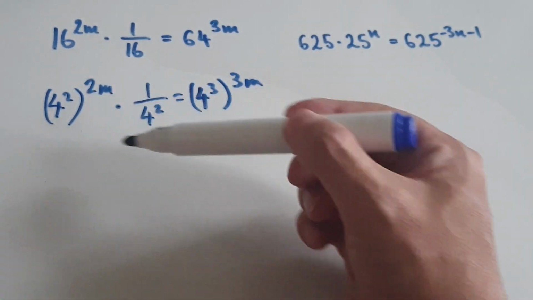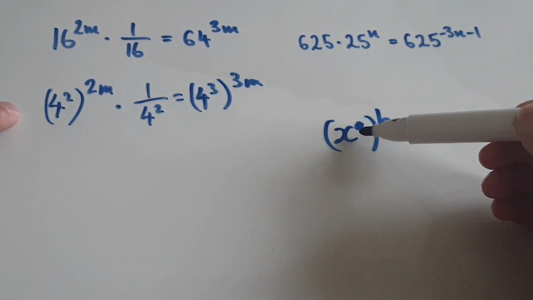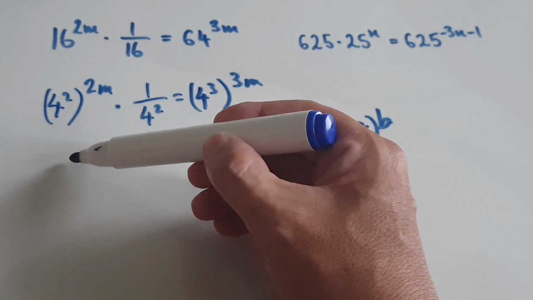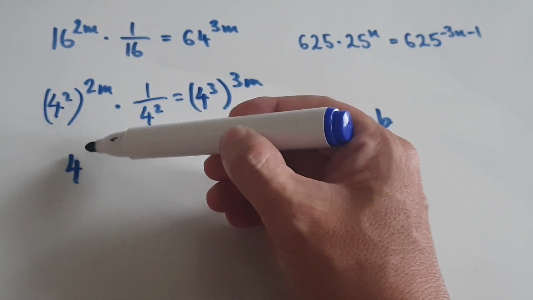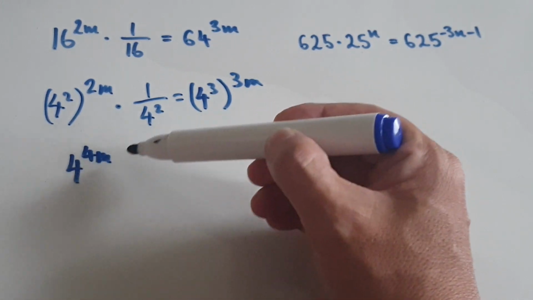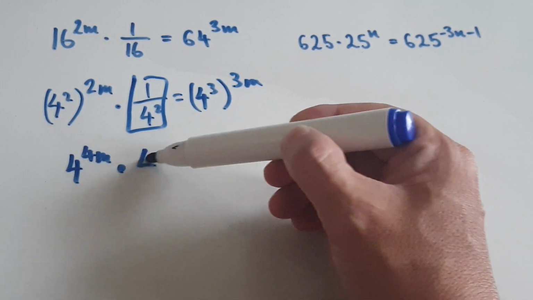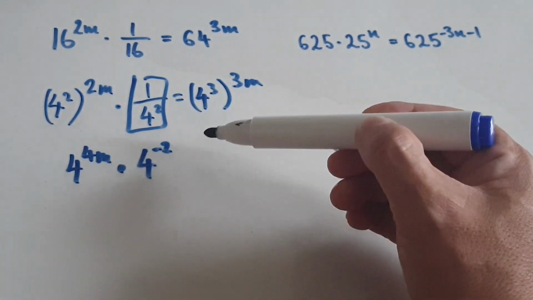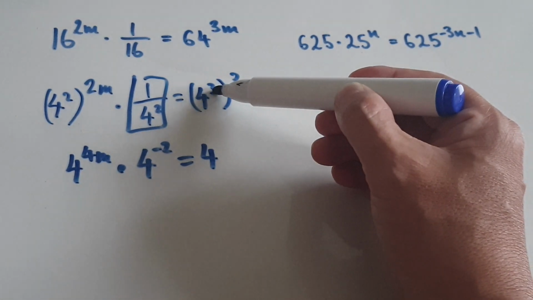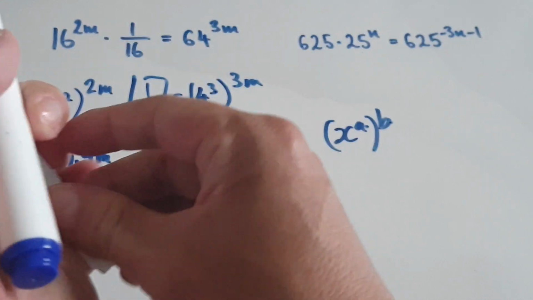And now it's just a matter of tidying this up. Remember, x to the power of a to the power of b would be a times b. So this times this would be 4 to the power of 4m. And then you times, this block here is really 4 to the power of minus 2. And then it would be 4 to the power of this times this, that would be 9m.